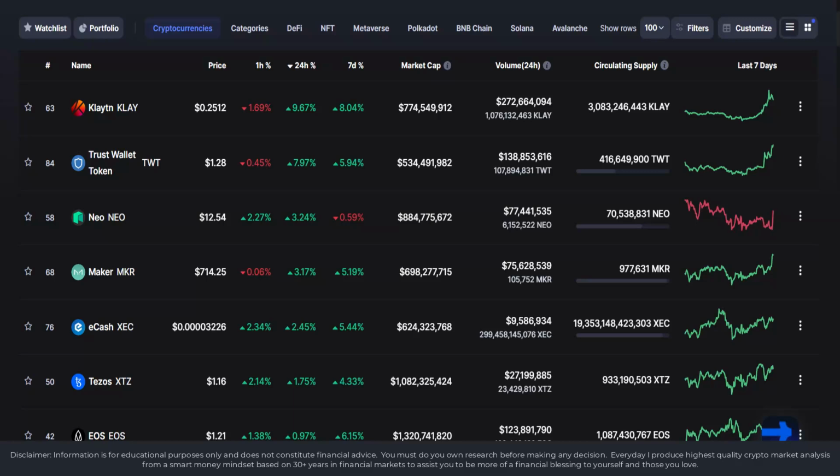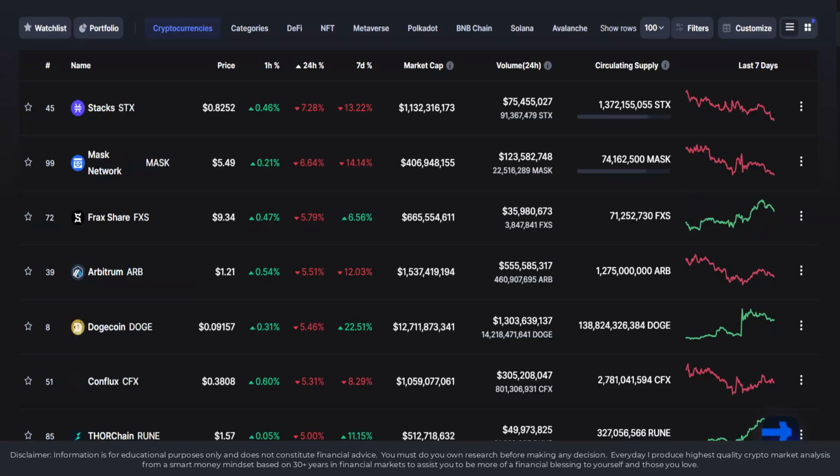When we look at the greatest gainers over the past 24 hours, Klaytn up in front, Trust Wallet, Neo, Maker, eCash, Tezos, and EOS. The EOSs, the OSs are getting the attention today. We often notice this. We can see E's and O's, and then you can see all sorts of X's appear all over the place. It is a theme. I don't know why it's a theme, but it definitely is a theme. Well, at least it can be a theme. Let's have a look at the greatest losers past 24 hours. Stacks, Mask, Fracshare, ARB, Doge, CFX, and Rune.